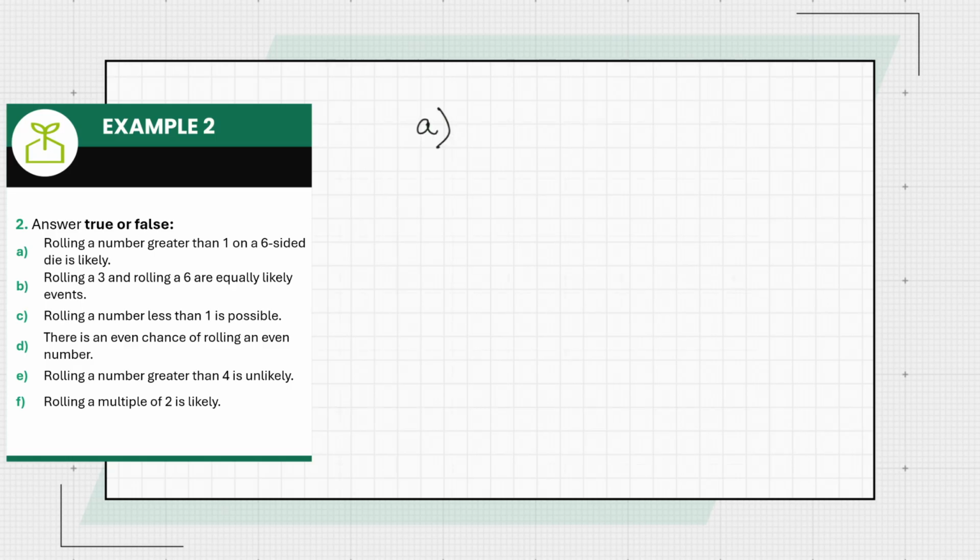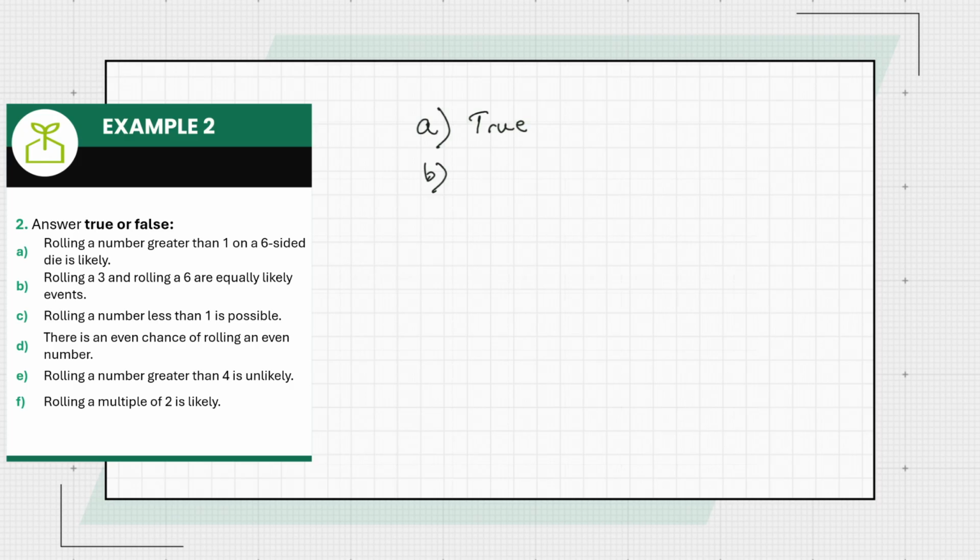Let's look at A. So when we think about rolling a number greater than 1 on a 6-sided die, we have 5 other outcomes. We have rolling a 2, a 3, a 4, a 5, and a 6. So it's very likely that you will roll one of these other numbers and not a 1. A 1 has a 1 in 6 chance of occurring, and everything else has a 5 in 6 chance of occurring. So rolling a number greater than 1 is likely is true.